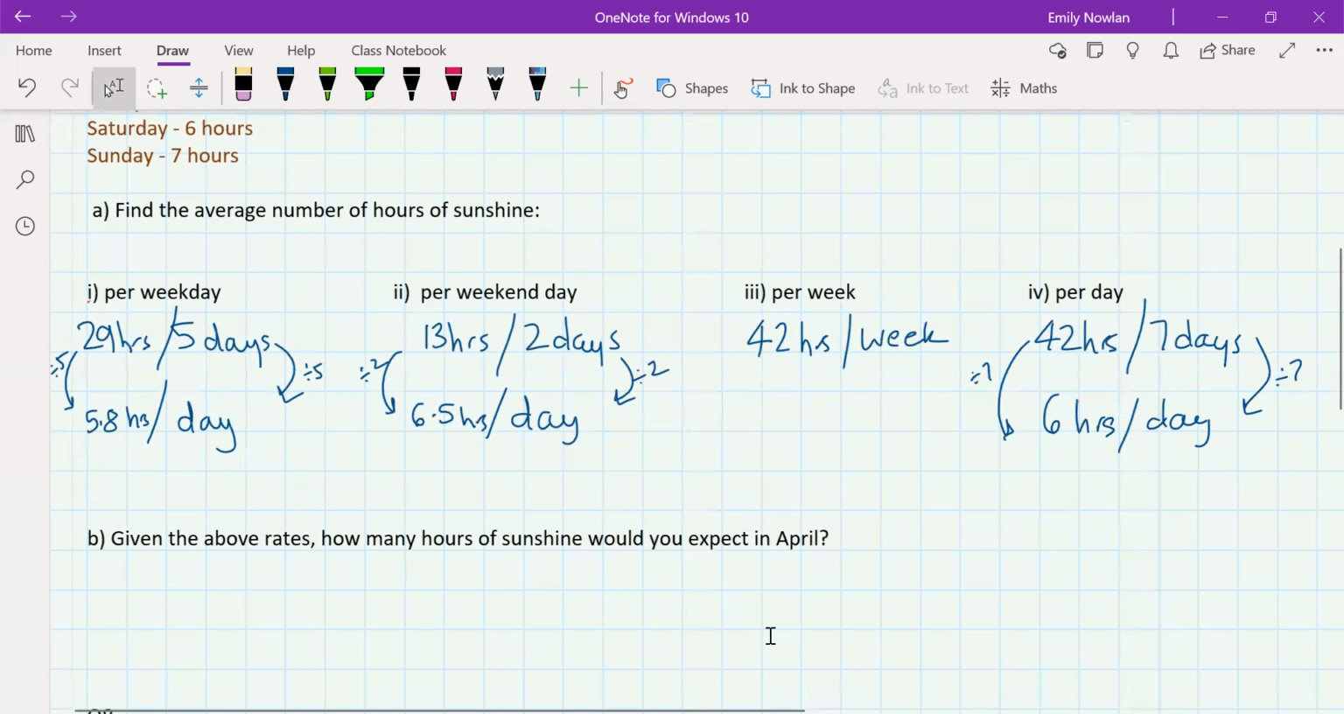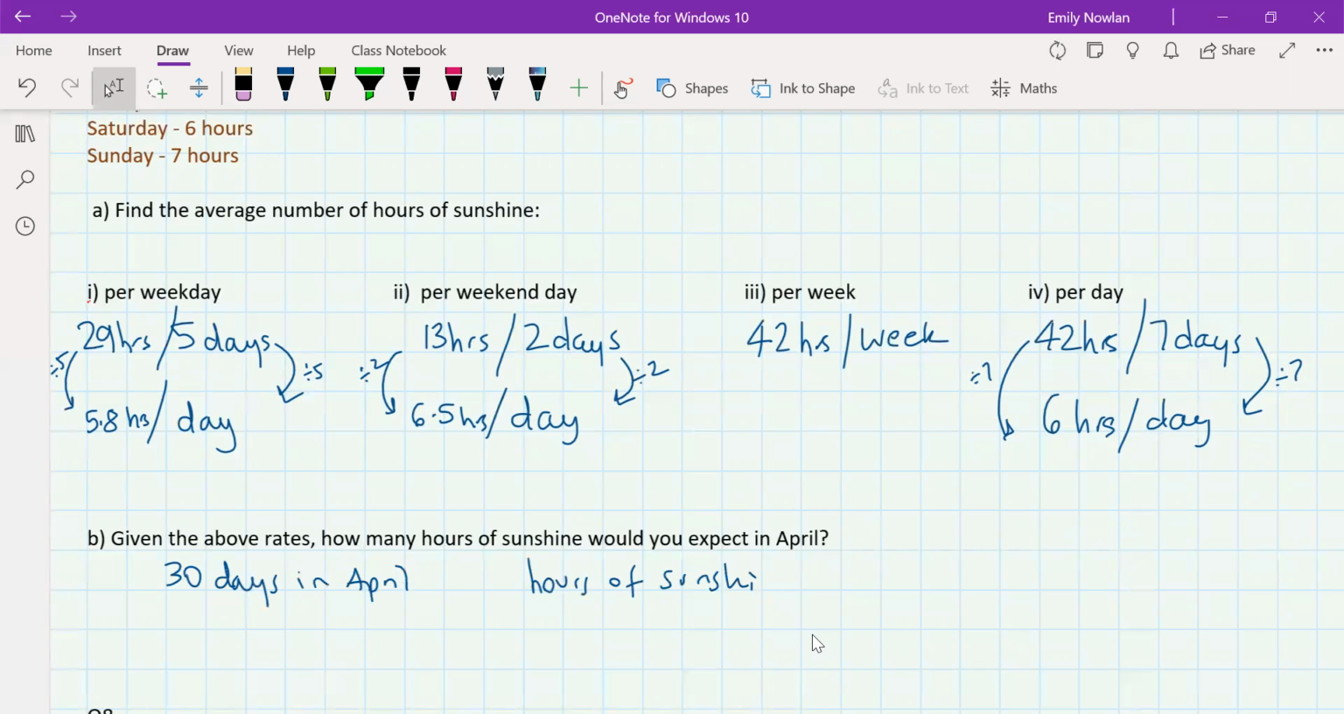The second part of the question: given the above rates, how many hours of sunshine would you expect in April? So there are 30 days in April. You'd expect to have 6 hours for every day of April, so 6 times 30, which is 180 hours.